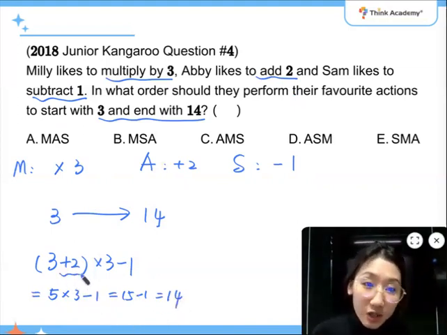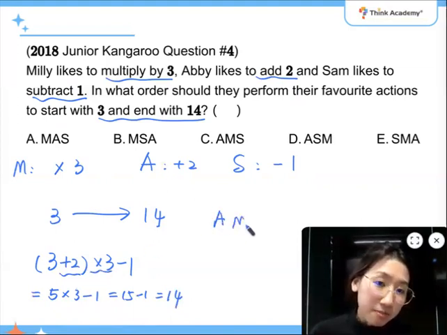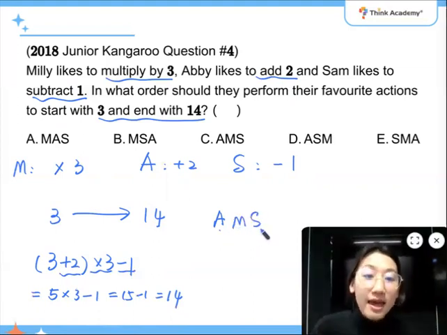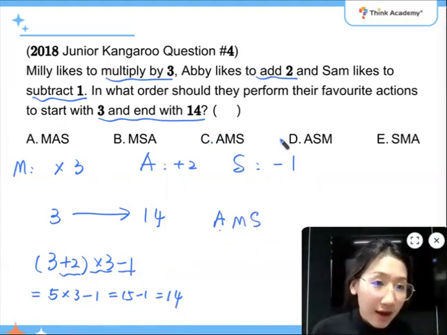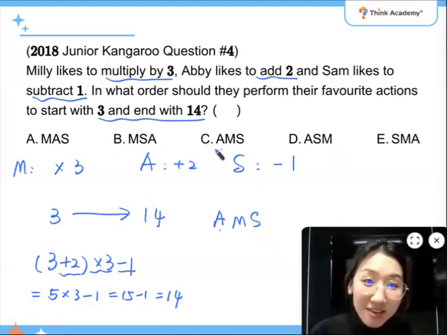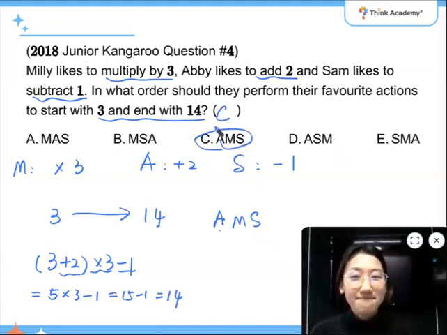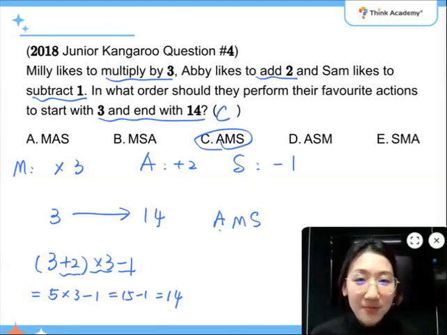So in what order are we doing? We're first adding 2, so A goes first. And then we multiply by 3, then it's Millie, and then minus 1, so it's lastly Sam. AMS is the one we're looking for. So out of all these choices, look at it carefully, C is the answer. Okay, so that's question number 4.